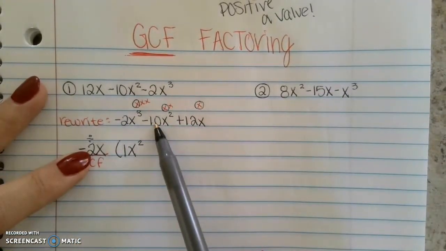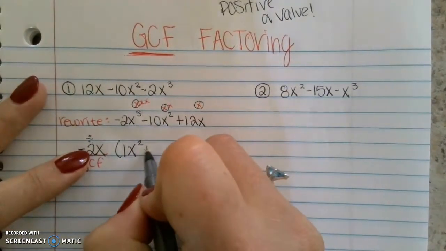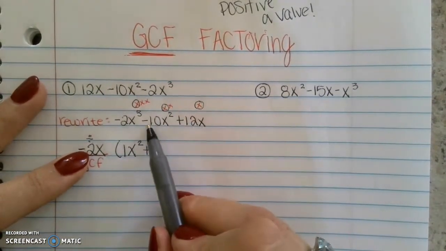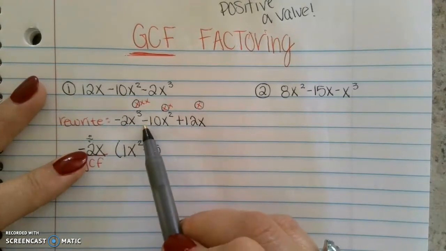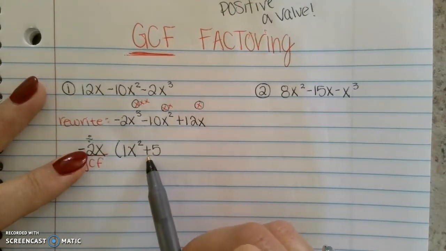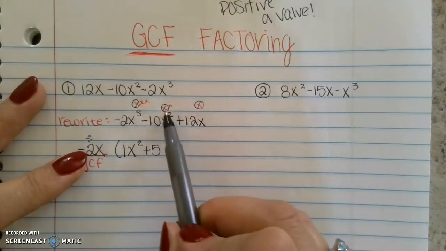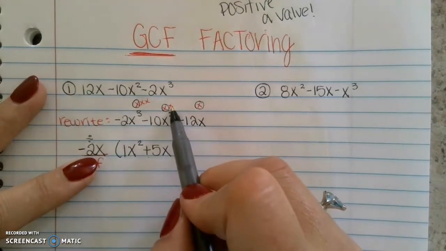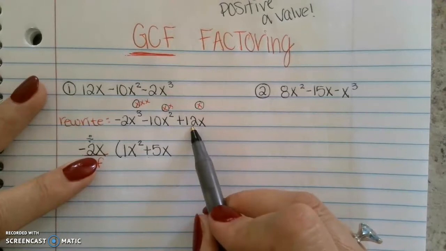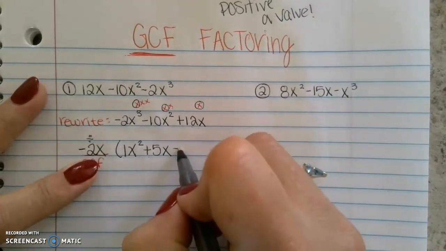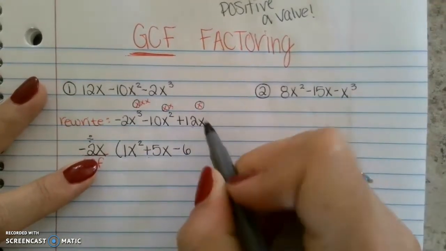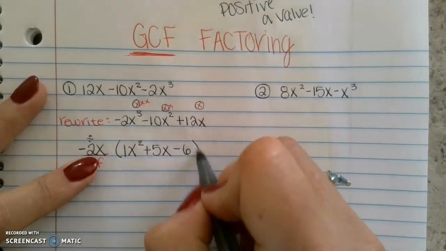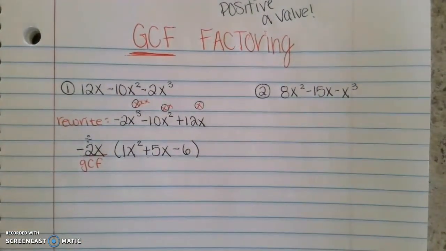Negative 10 divided by negative 2 will get me a positive 5. This is where signs are super important. If you miss that negative here, it's going to mess up your factoring here. I had 2 x's, but one of them went outside, so I only have 1 left. All right, positive 12 divided by negative 2 will get me negative 6. And my x went on the outside, so I don't have any x's left there.